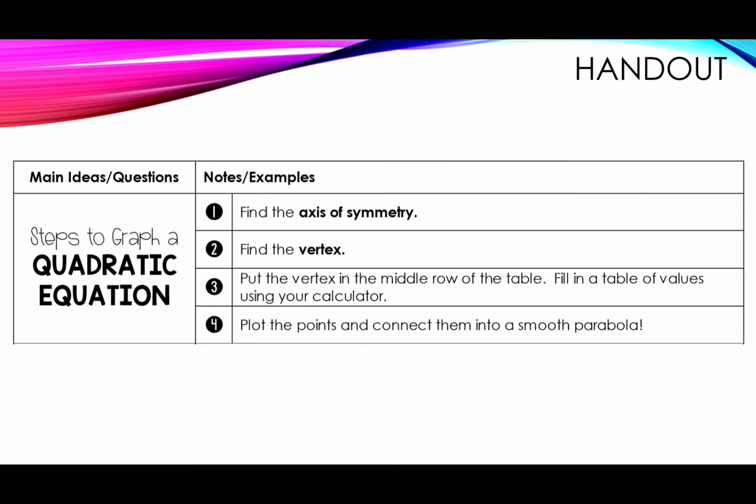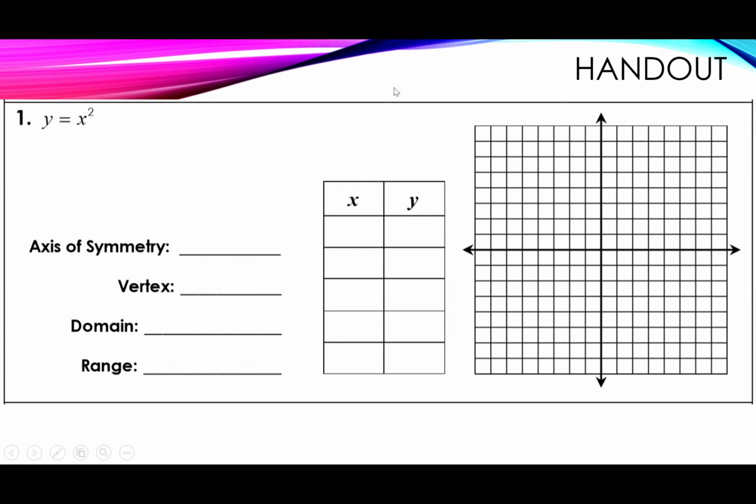And so the steps to graphing a quadratic equation: first we're going to find the axis of symmetry. We're going to find the vertex. We're going to put the vertex in our middle row in our table, okay? And then fill in the tables of values, and we'll use our calculators for this, all right? And number 4, we're going to plot the points and make a nice looking parabola. So, ready? Let's go.